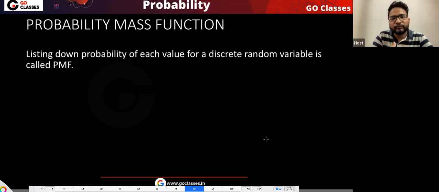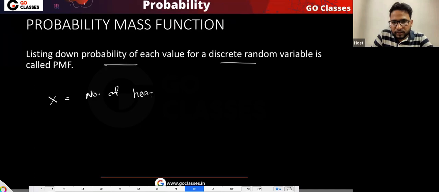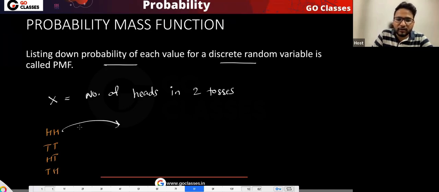In a discrete random variable, we have a probability distribution for the random variable, and we call this probability distribution a PMF, probability mass function. PMF is basically listing down the probability of each value of a discrete random variable. Let's suppose a random variable X is the number of heads in two tosses. The outcomes could be HH, HT, TH, TT. Now X will map HH to 2, TT to 0, and HT and TH to 1. This is your random variable X.